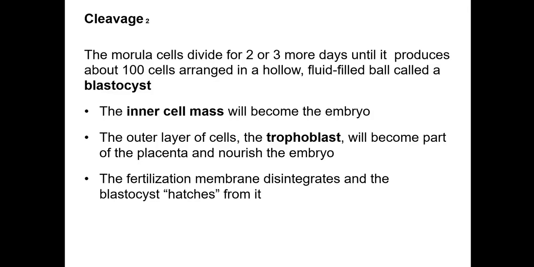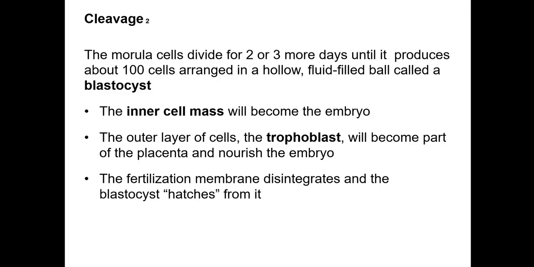Now that morula, once it reaches the uterus, will continue to divide for about 2 or 3 more days until it forms what's called a blastocyst. And so this is going to consist of around 100 cells, which are arranged in a hollow, fluid-filled ball. Now, in that hollow ball, we have what's called an inner cell mass. This is what will end up becoming the embryo later on, and will develop into those 3 primary germ layers.